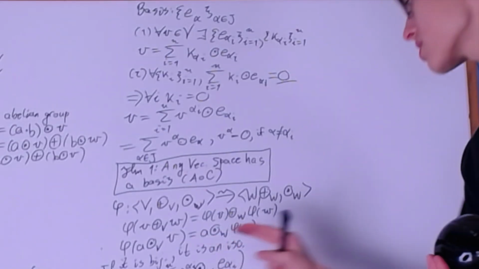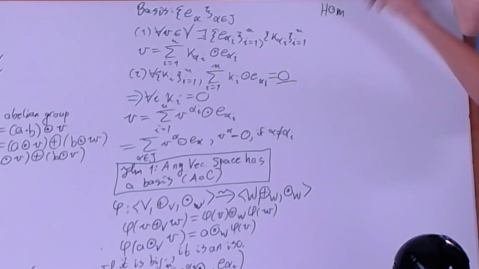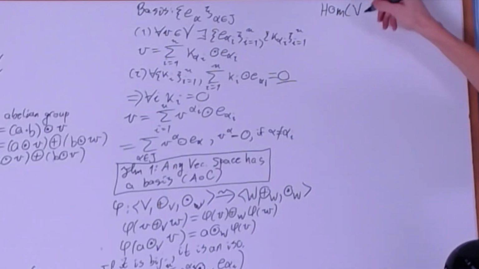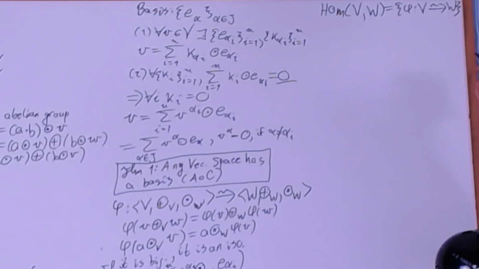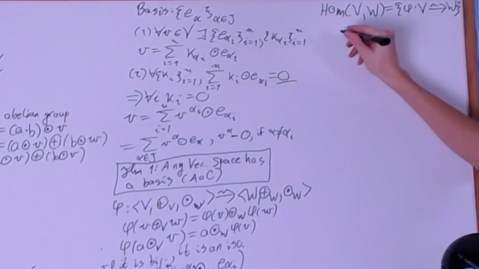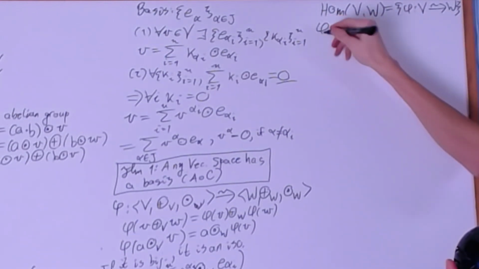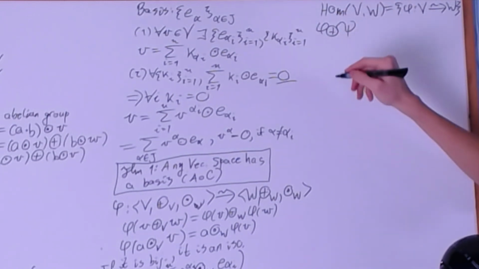Now, this right here allows us to define a new vector space, which is a Hom set. So I can define the Hom set between two vector spaces v and w to just be the set of linear maps phi from v to w. Alright, and we can define a vector space structure on here. So let's say I wanted to take two vectors from here, which are linear maps, say phi and psi, and I wanted to vector add them together.